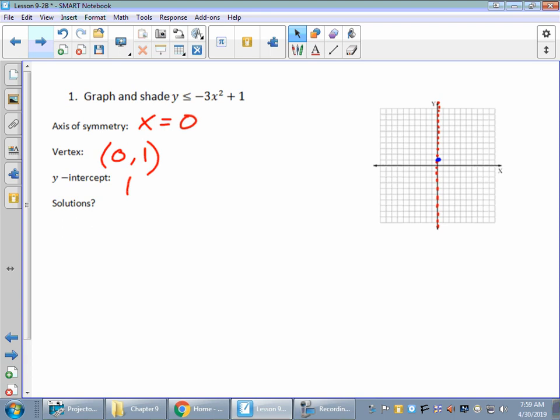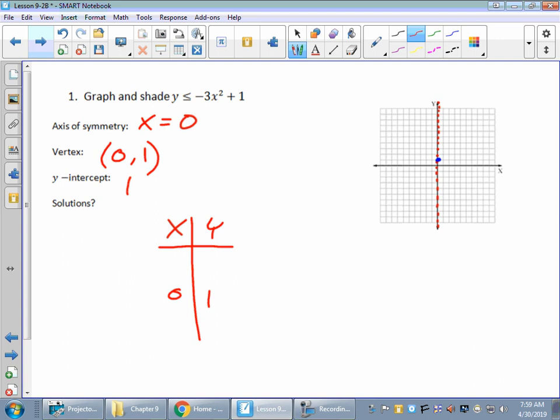I need to be able to factor this or use an xy table. Factoring doesn't really work out for us here with this example, so let's go ahead and use our xy table. We need 5 points, and right now we only have 1, so we need a bunch of different points. I'm going to put my vertex in the middle, 0, 1. Then I'm going to pick 2 values below 0 and 2 values above 0 to get my 5 points.